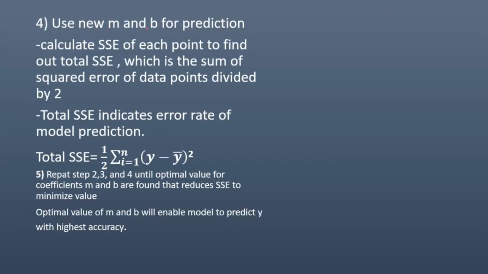Now use this new m and b for prediction. Calculate the SSE at each point and find out the total SSE, which is the sum of squared error of the data points divided by 2. So total SSE is equal to 1 by 2, sigma i equal to 1 to n, y minus y bar the whole square. Repeat step 2, 3 and 4 until optimum values for the coefficients m and b are found, and that reduces SSE to minimum value. Now optimal values of m and b will enable the model to predict the y with highest accuracy.